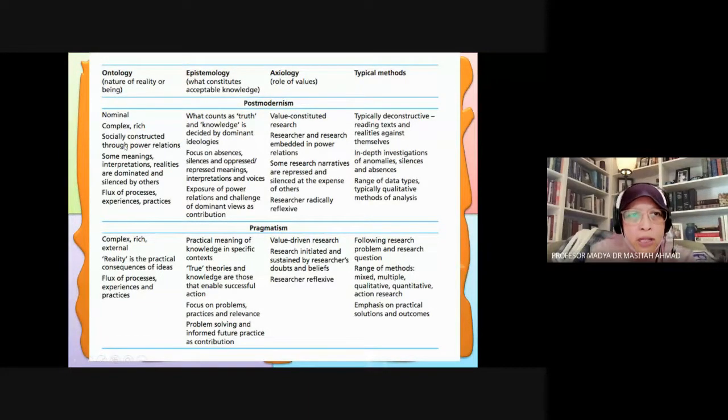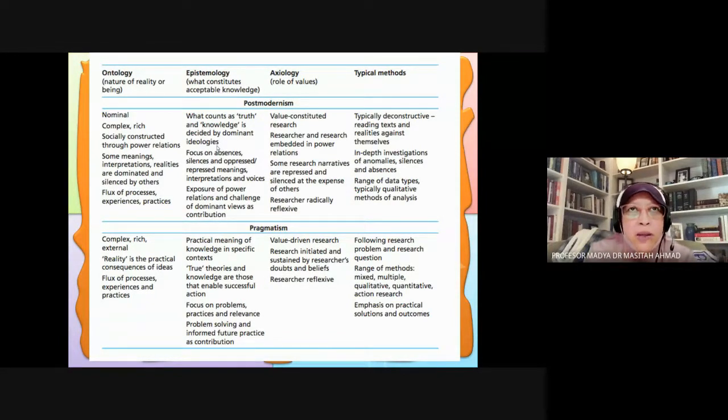That is your ontology. For your epistemology, you might use something related to what counts as truth, where knowledge is decided by the dominant ideology. Let's say we have a lot of ideologies nowadays. People say that millennials, the millennial teenagers, are people whose self-esteem is very high, and whatever they would like to do, they just do.